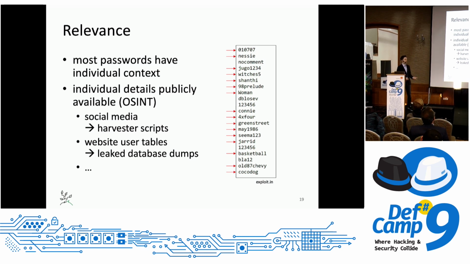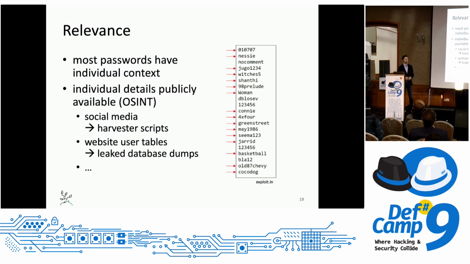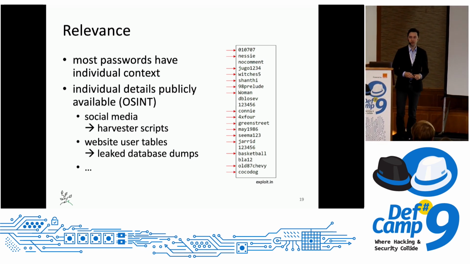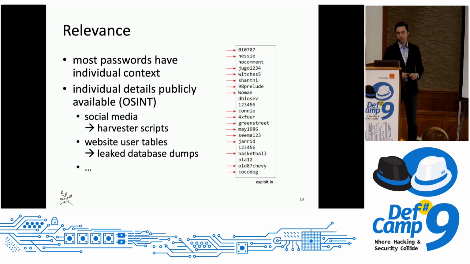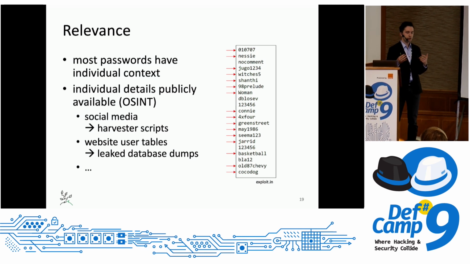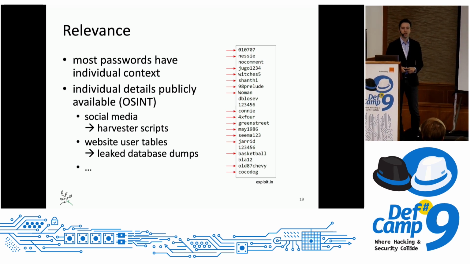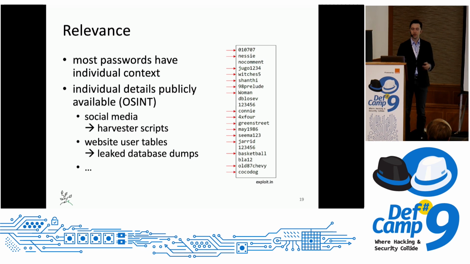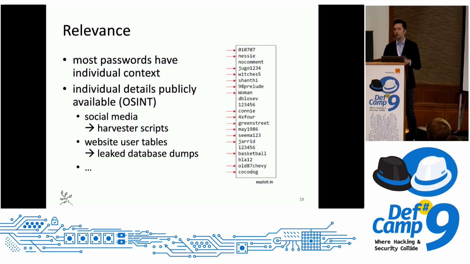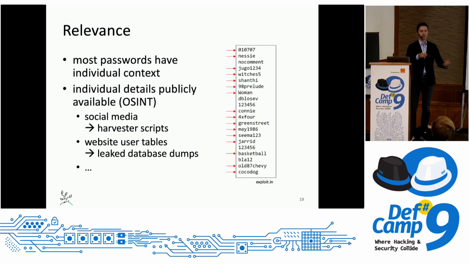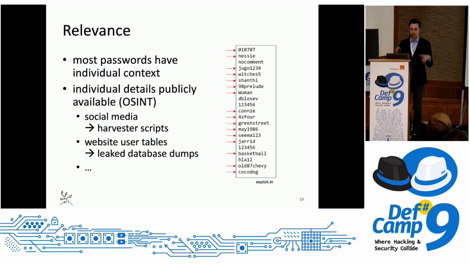And the cool thing about individual information is that many of those things are publicly available. So if you write a social media harvester script, for instance, you could just scrape the information from Facebook or whatever, if it's publicly available. You could also use website user tables. For instance, a few years ago, Ashley Madison was hacked, and not only the passwords, but also the table structure, the database dump, got released on the internet, and you can find a lot of sexual preferences in the tables of this kind of password dump. So there is a lot of information out there.